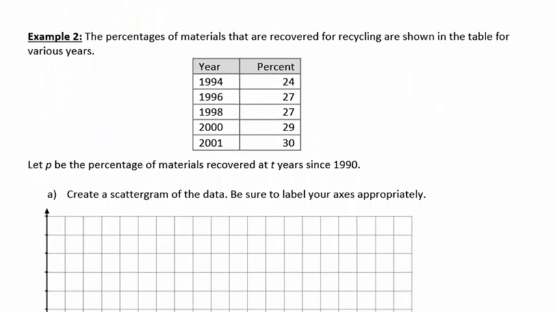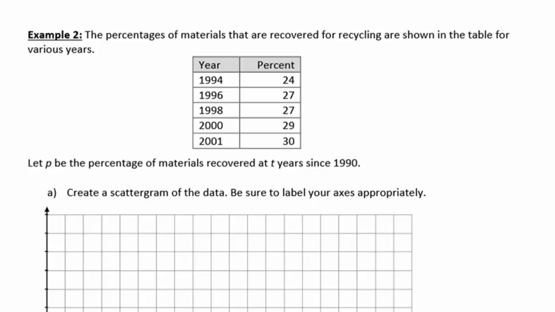Alright, let's look at example 2. The percentages of materials that are recovered for recycling are shown in the table for various years. And we're going to make our own scattergram this time. We want P to be the percentage of materials, T years since 1990. So again, years are listed, but my T values are not. So let's go ahead and make a list of our T values. 1994, it's been 4 years since 1990, 6 years, 8 years, 10 years, and 11 years.